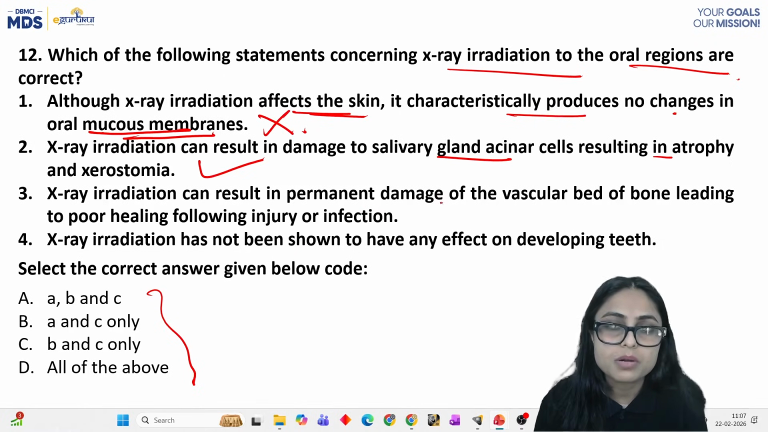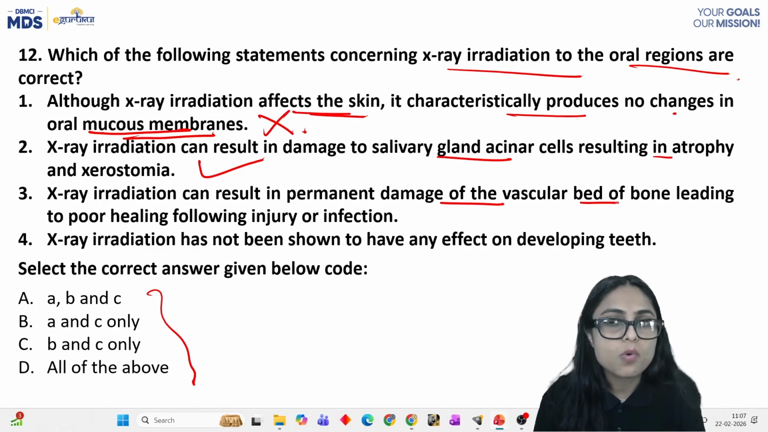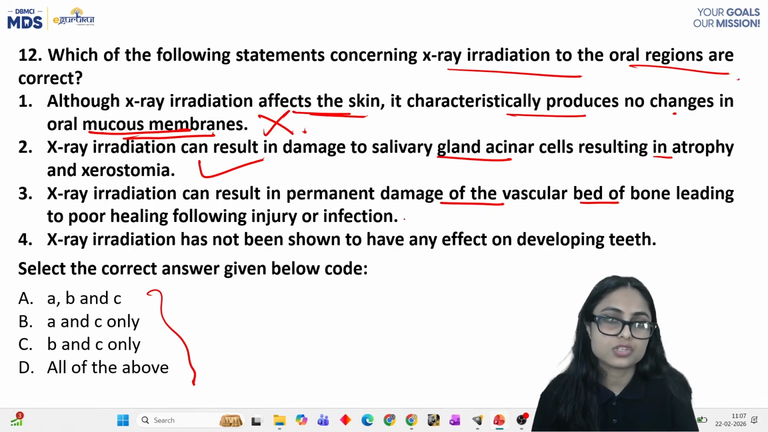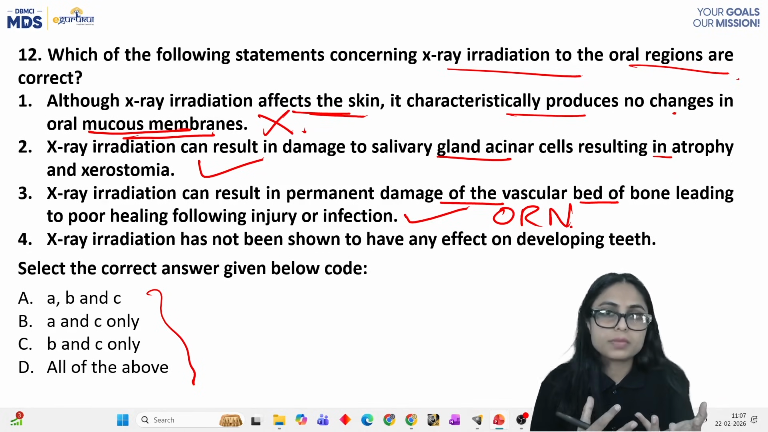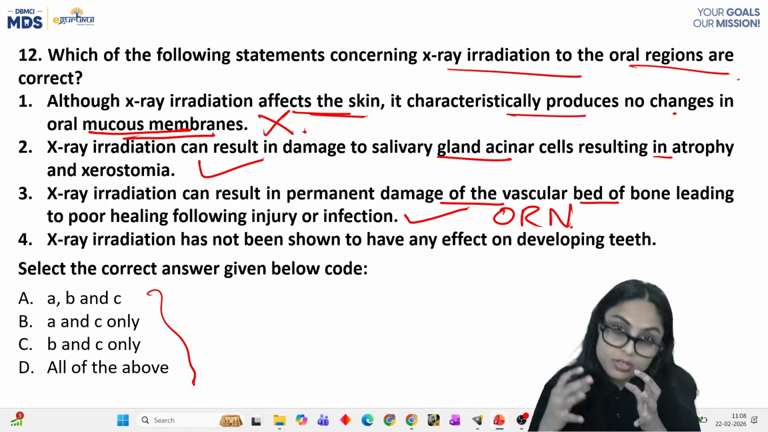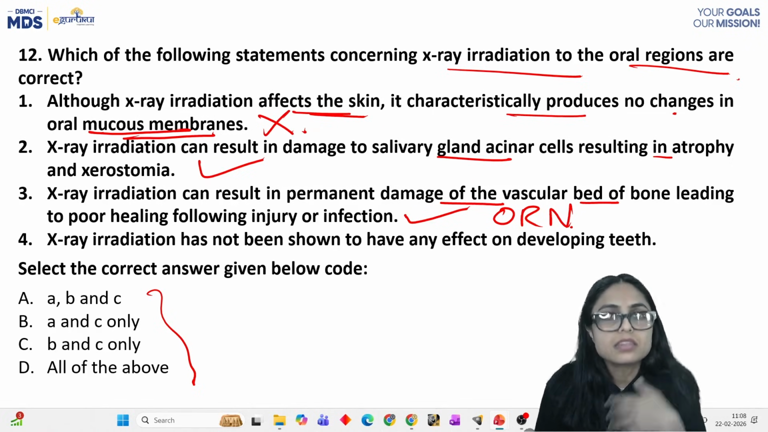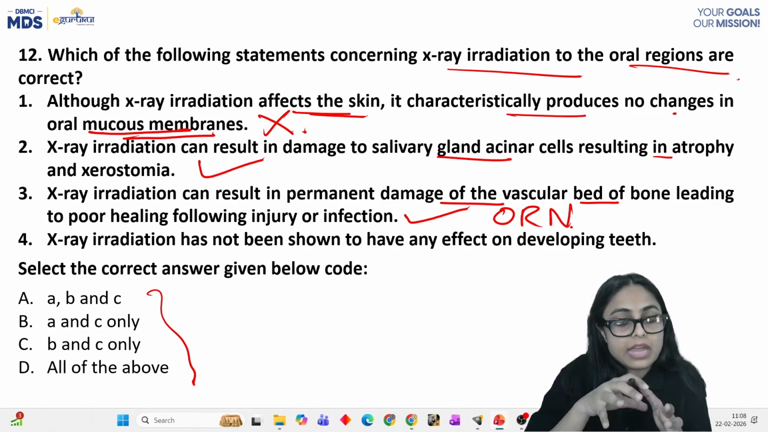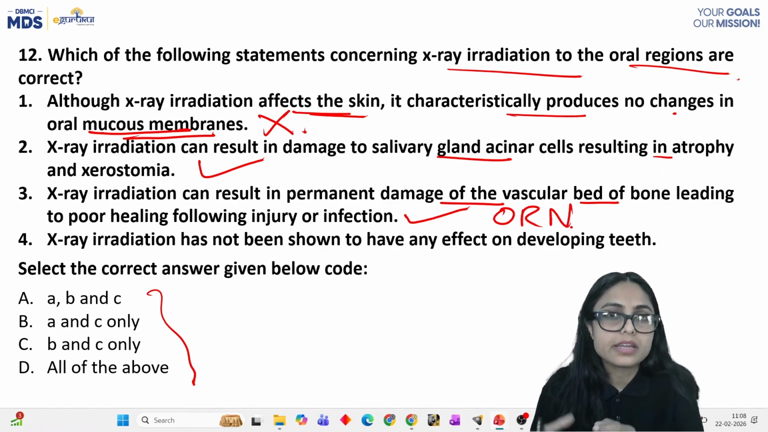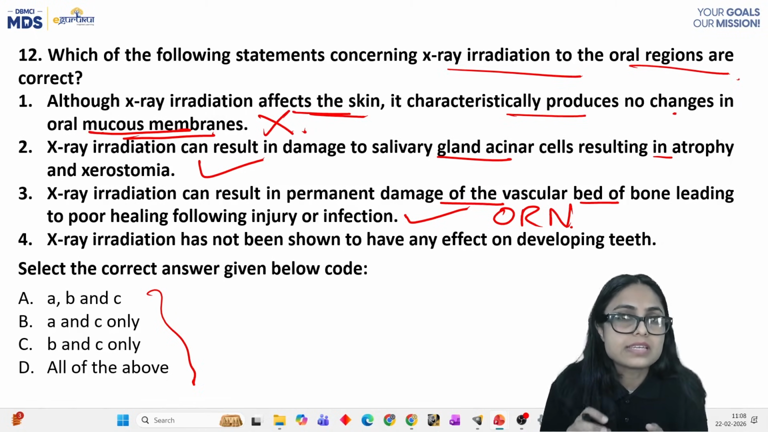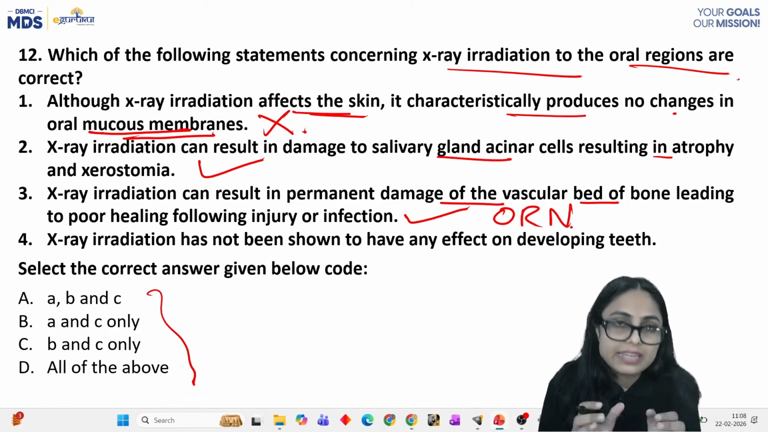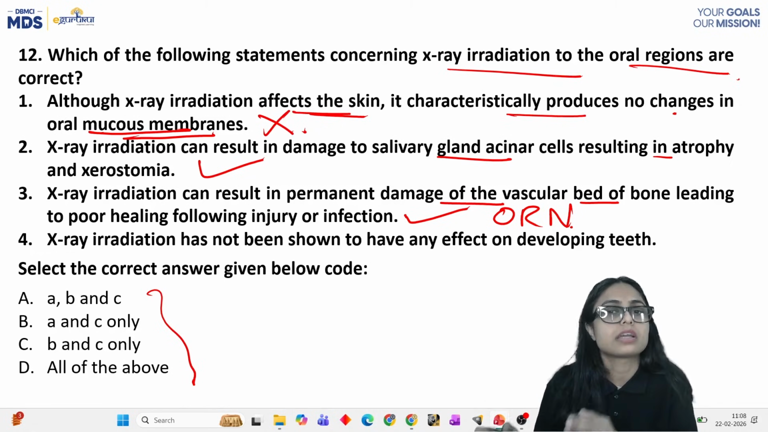X-ray radiation can result in permanent damage to the vascular bed of the bone, leading to poor healing following injury or infection. This is called osteoradionecrosis, correct? So this is the correct statement, of course. Radiation affects the vascular supply, more commonly seen in the mandible, because the mandible has less blood supply compared to the maxilla. So when radiation affects the mandible, it causes poor vascular supply, and if you cause any trauma or injury to the mandible, it can worsen the case and cause osteoradionecrosis.